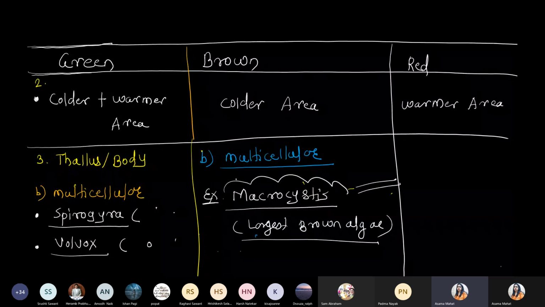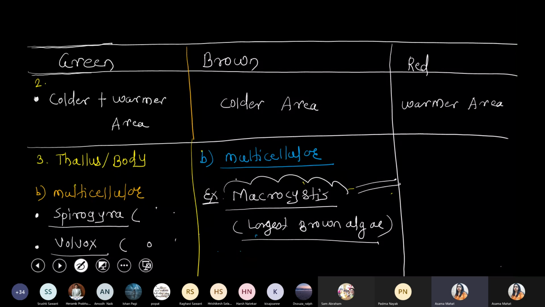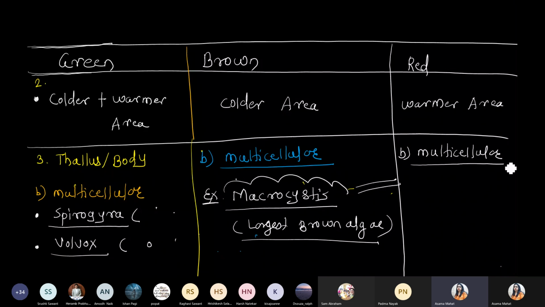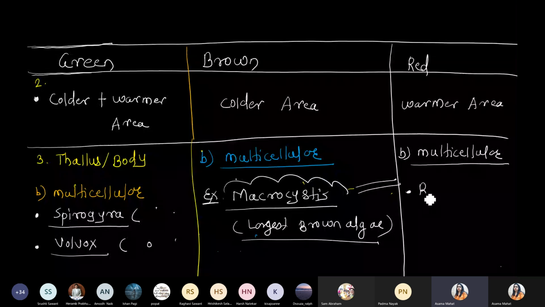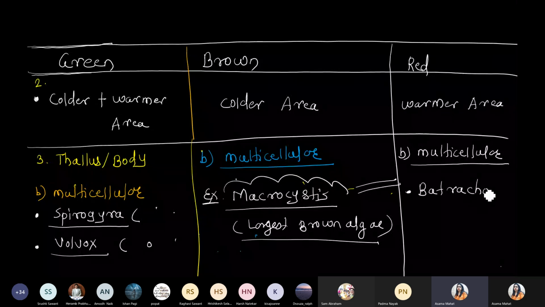Okay, chalo. Last category we are talking about with respect to red algae. Under the red algae, we are taking an example for the multicellular. One example for the multicellular is Brachyspermum.